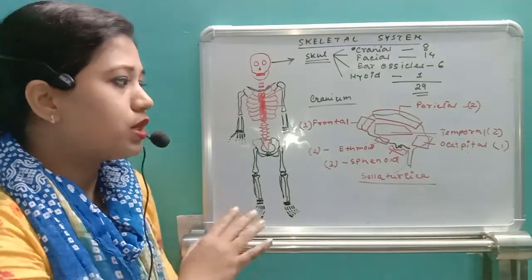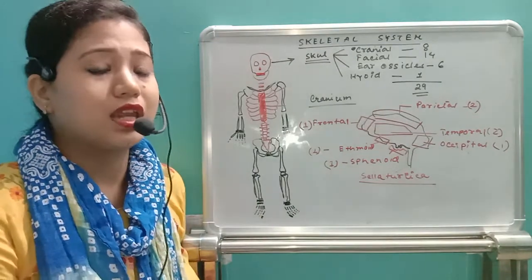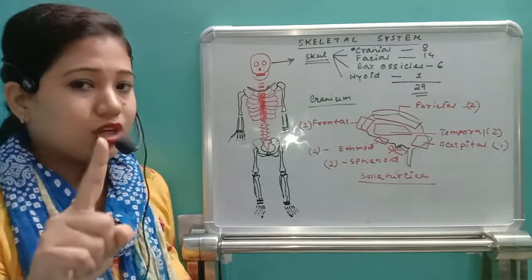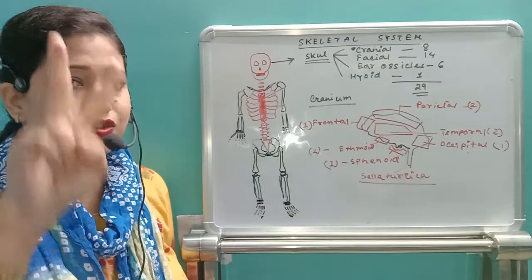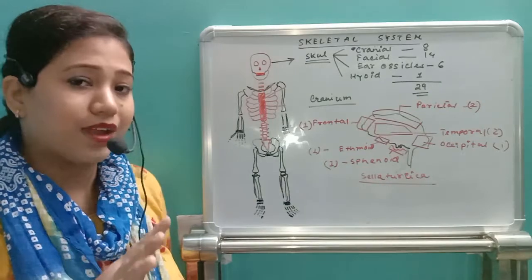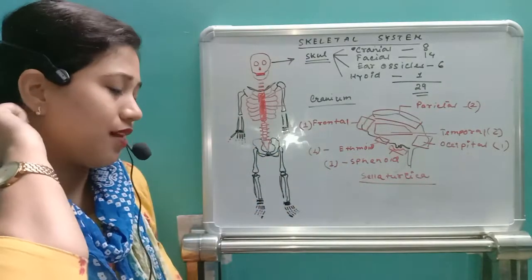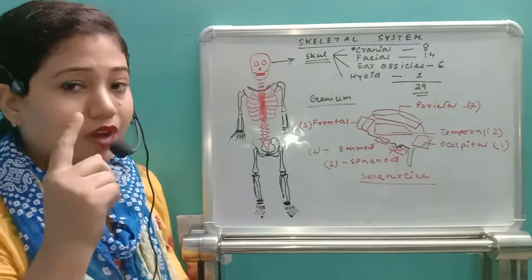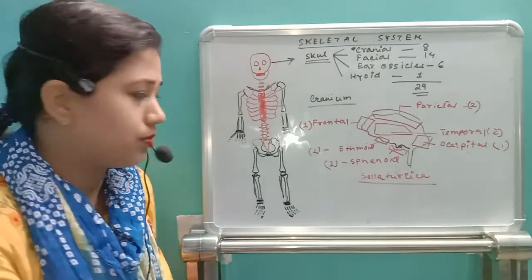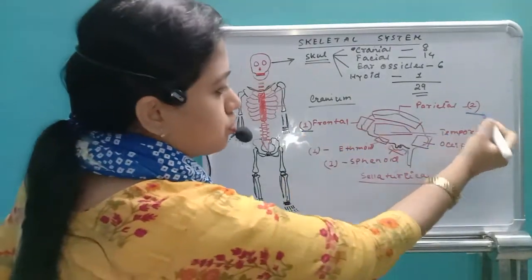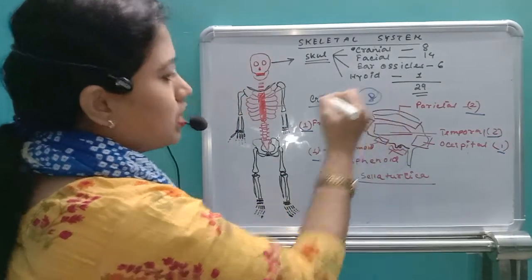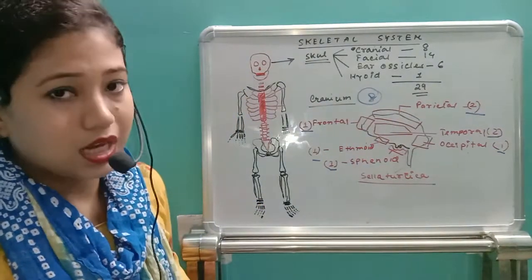Okay, so how many bones are there in the cranium? First, the frontal bone, only one bone we have. 2 parietal bones, as total 3. 2 temporal bones, there are 5. 1 occipital bone, that is on the back, 6. 1 ethmoid and 1 sphenoid. So how many bones do you have in the cranium? 1, 2, 3, 4, 5, 6, 7, 8. So in total we have 8 bones in the cranium.